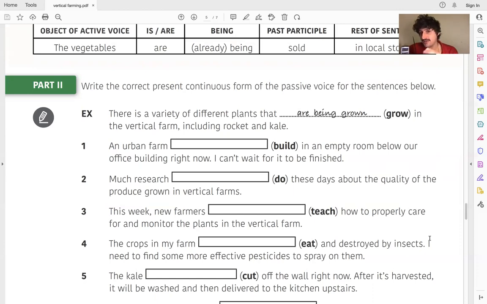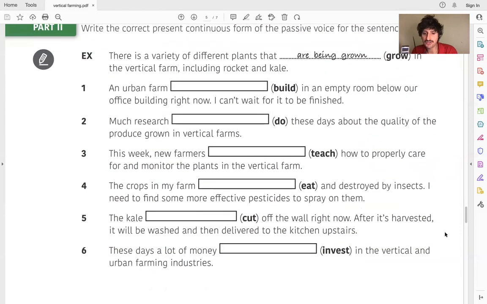The urban farm does the action, so it's active. The urban farm builds or is building. The urban farm is building a garden. The garden is being built by the urban farm. All right, so that's just here.